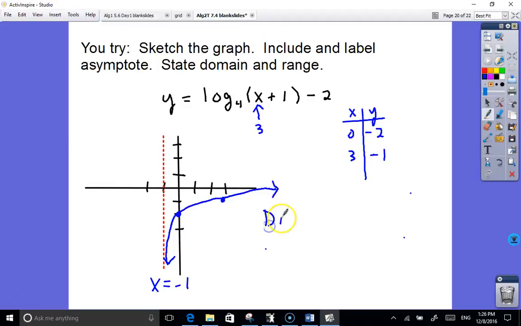And then with those, sketch in the graph. And the domain is x is greater than -1. The range, all reals.